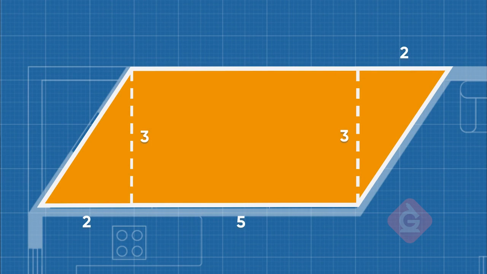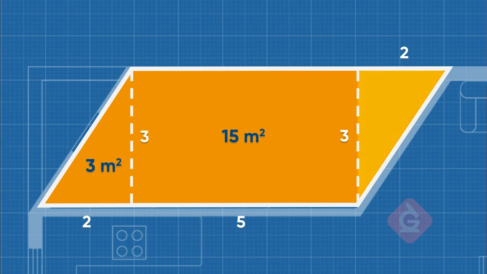I see. The rectangle is 5 meters long and 3 meters wide. 5 times 3 equals 15. So its area is 15 square meters. This triangle has a base of 2 meters and a height of 3 meters. 3 times 2 is 6 square meters, and half of that is 3 square meters.